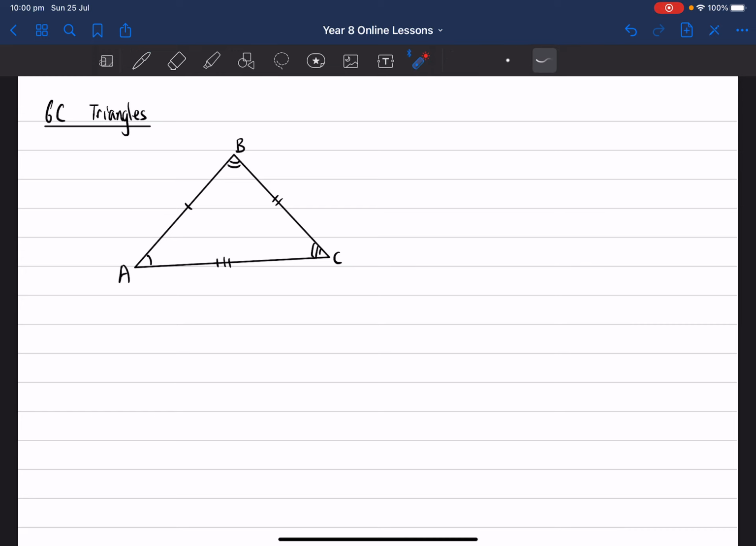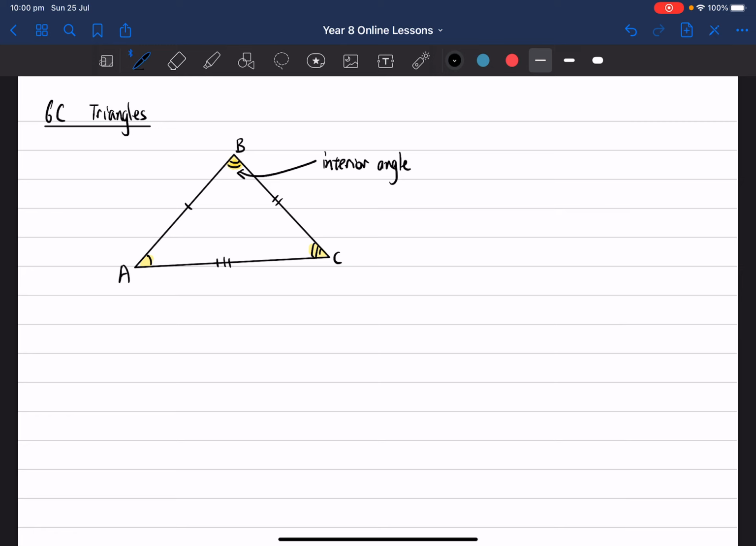For triangles, a couple of things you need to know: the angles inside the triangle are called interior angles. Why are they called interior angles? Because they are just the angles inside. It's pretty straightforward. So the angle here, the angle there, and this angle here are just called interior angles. Whenever someone asks you what the name of those angles is, they're just called interior angles.